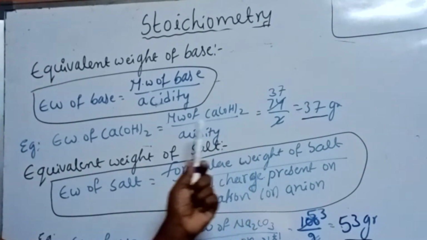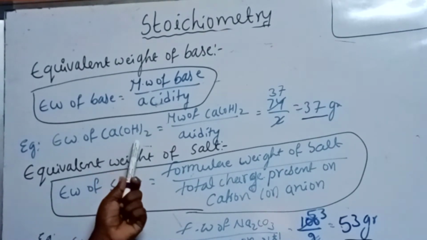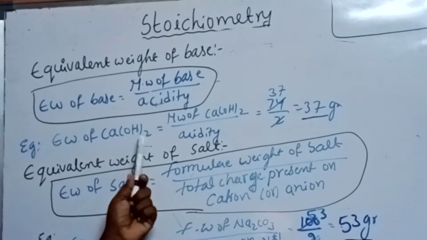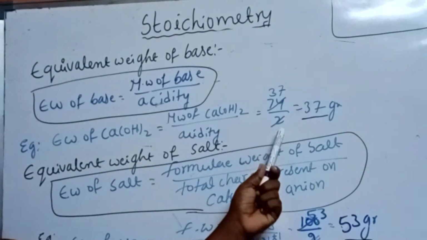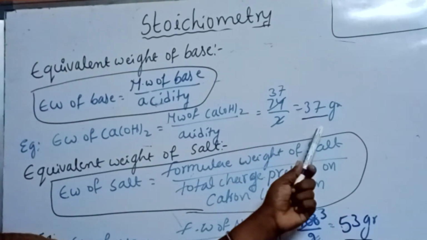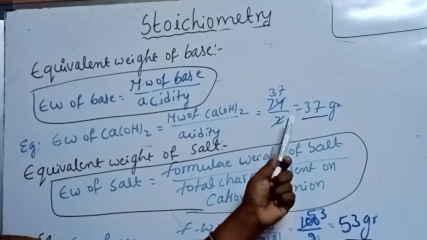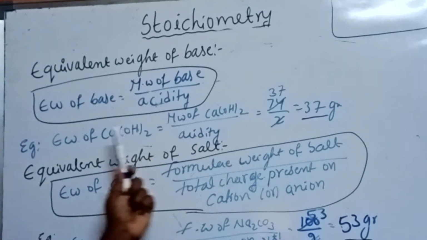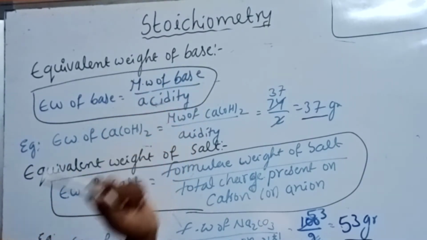How much is the acidity? See, in the formula, calcium hydroxide has how many OH groups? 2. So the acidity of calcium hydroxide is 2. After calculation you will get 37 grams. So 37 grams is the equivalent weight of calcium hydroxide. Okay, so this is about the calculation of equivalent weight of a base.